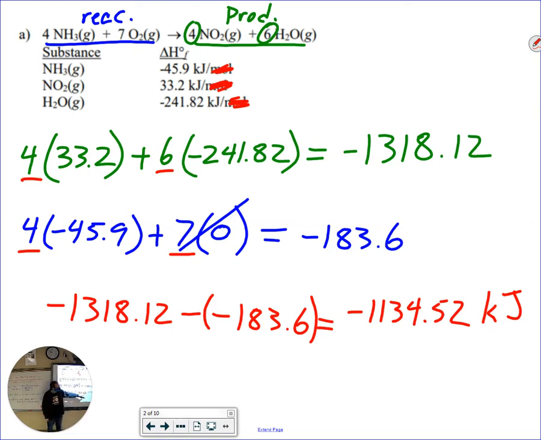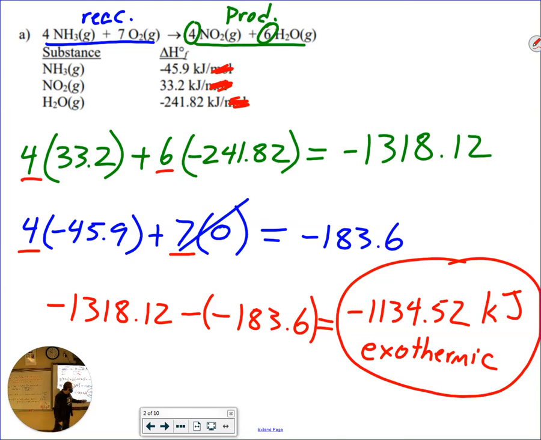Second question. This is a negative number. So what does that tell you about this reaction? It gives off heat. Excellent. So what's the word for that? Exothermic. Good job. Question wasn't specifically asking for that one, but what that tells me is if I burn ammonia, it's going to give off heat. Okay? In fact, it's going to give off that much heat for this reaction.